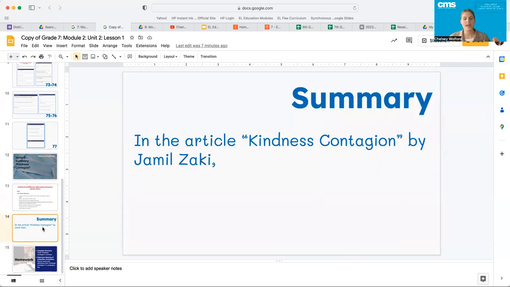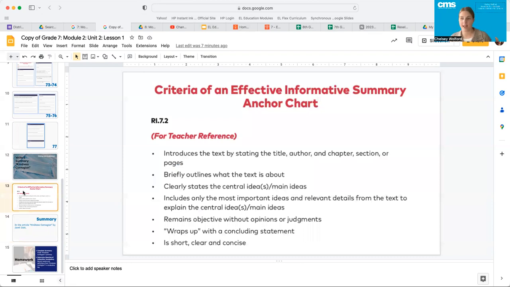All right, guys, now we're ready to close out today by writing a summary. So your first sentence should start with, in the article, Kindness Contagion by Jamil Zaki. And then you're going to continue by writing your own summary. Again, making sure that you do all of these things.